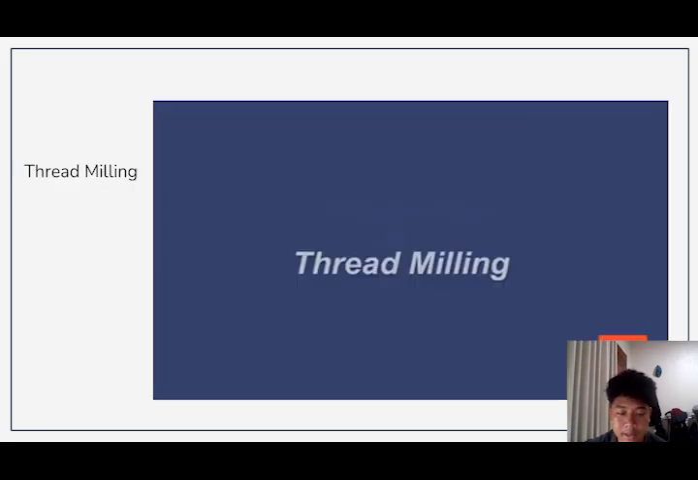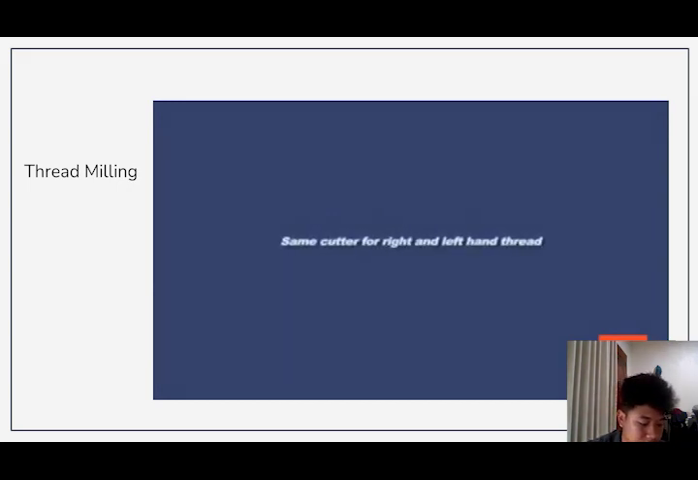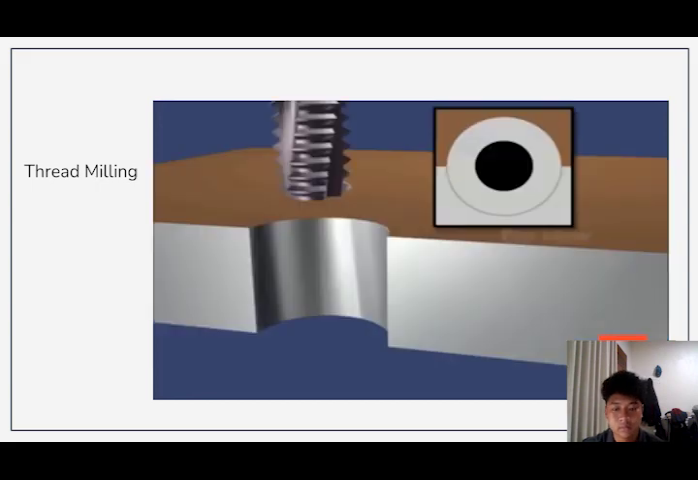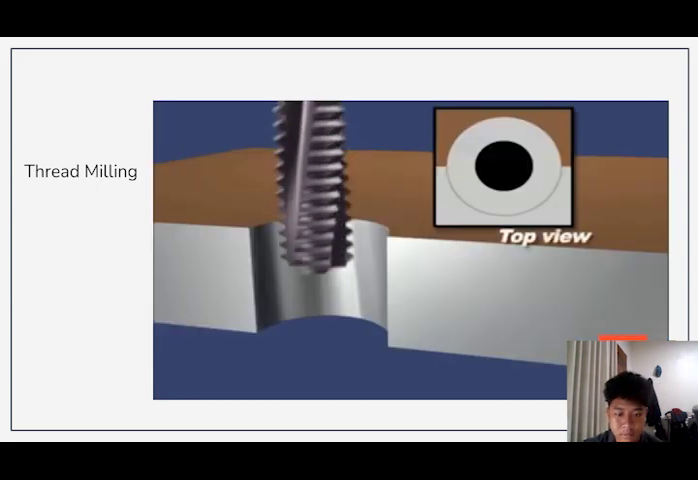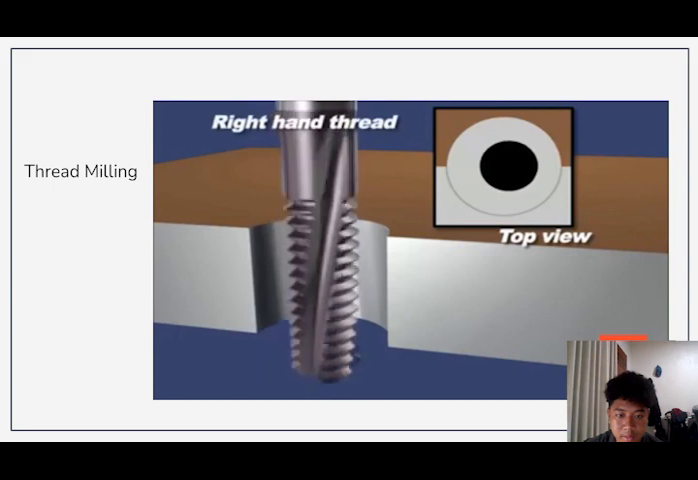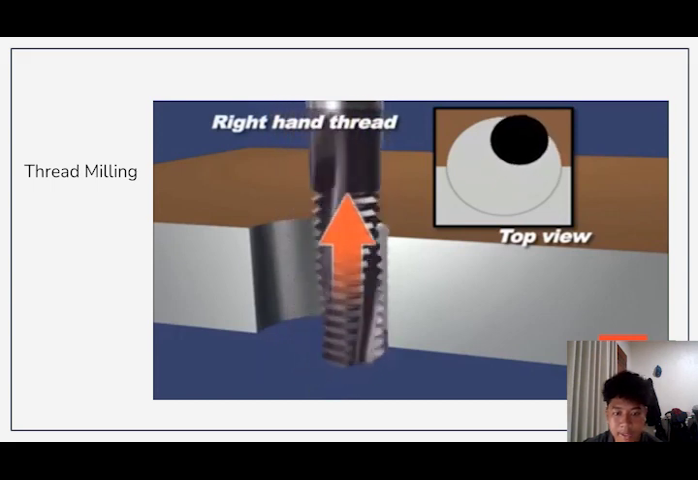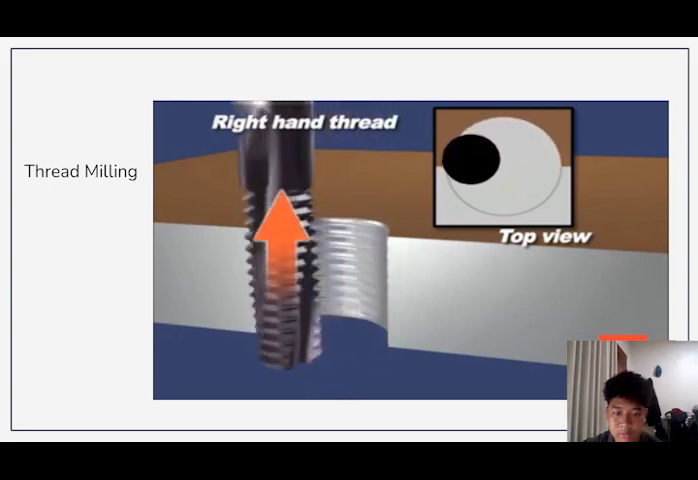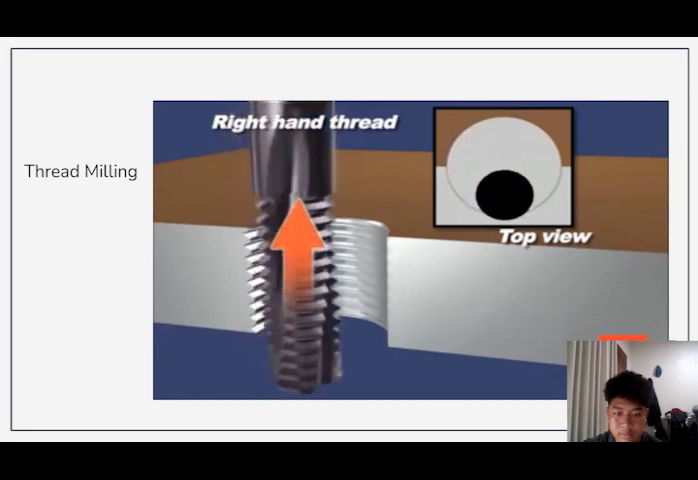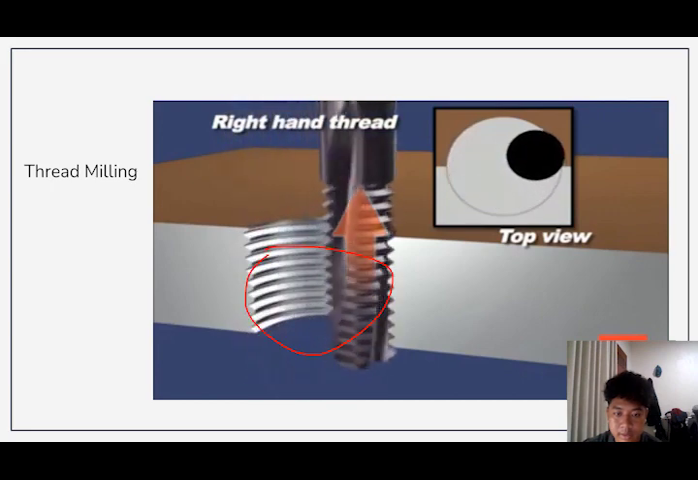This is the thread milling process. You can see this process of thread milling run in a circle on the workpiece.